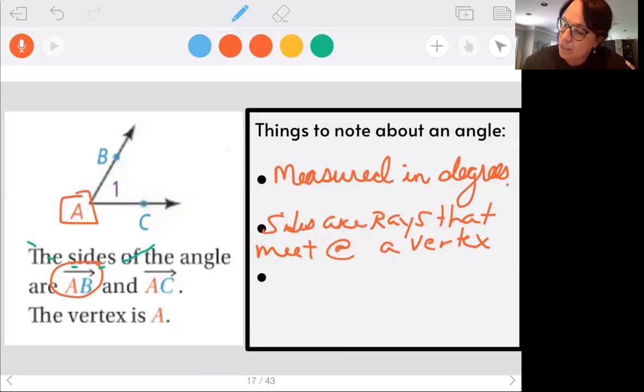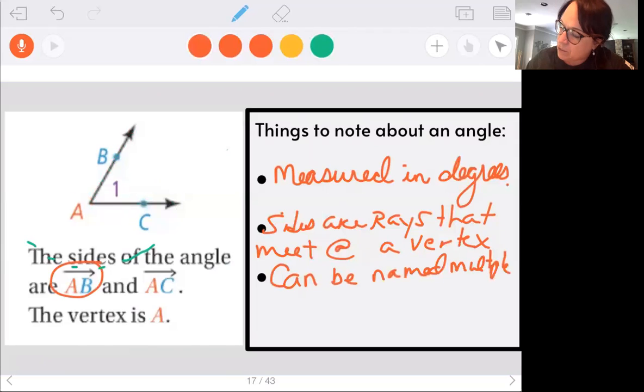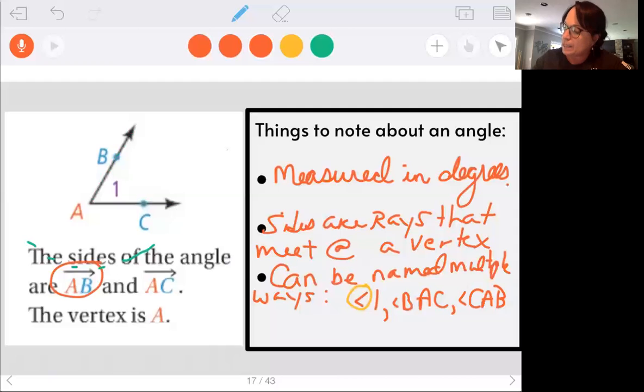All right. Now also, there's multiple ways to name an angle. So let's write that. Can be named multiple ways. This particular one up here can be named 4 ways. Because of that number in here, I could call it angle 1, and you have to put that angle symbol in front of it, this little guy right here. Okay, indicates that we're talking about an angle, not a number 1. So I could call that angle 1, or I can name it with 3 letters. The vertex has to go in the middle. Where does it have to go? In the middle. So I could call it angle BAC. Or I could go the other way and call it angle CAB, but I have to have that vertex in the middle of the 3 letters.